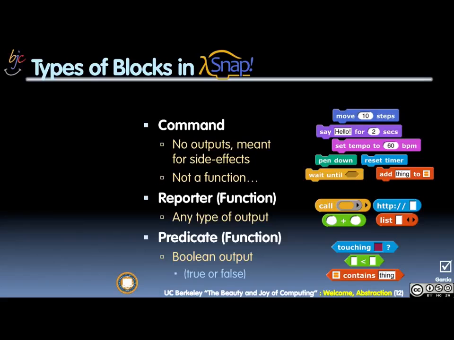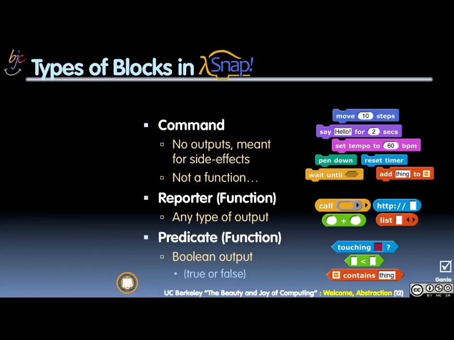The second kind is called a reporter. And the reporter block is like a function, it returns a value. So reporter is exactly like we're talking about in this lecture. Values come in and values come out. Okay? Just like a function. A predicate is also a function. It's a special type of reporter, one that returns only true or false.